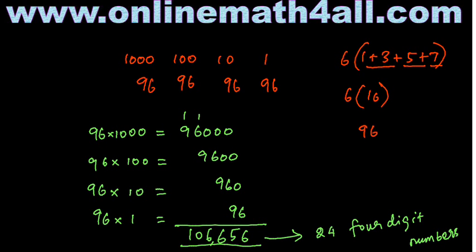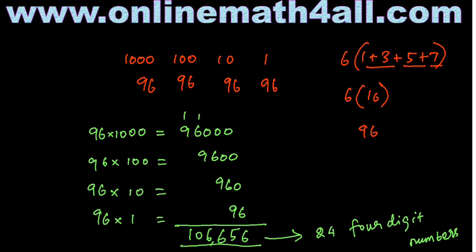We get 96 as a sum in units place. The same sum we will get in our tens place, hundreds place, thousands place. Since we get 96 as sum in thousands place, we multiply 96 by 1000, and the same sum we get in hundreds place, so we multiply by 100, then we multiply by 10, we multiply by 1, and we add all. So the result 1,06,656 is the sum of all 4-digit numbers which can be formed with the digits 1, 3, 5, 7.